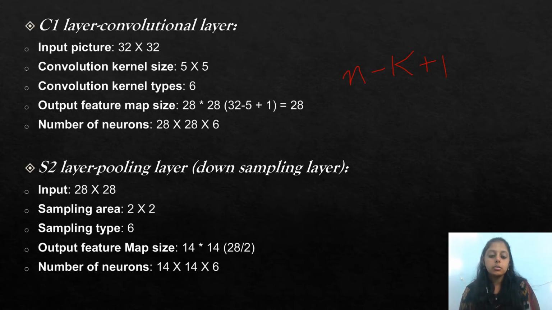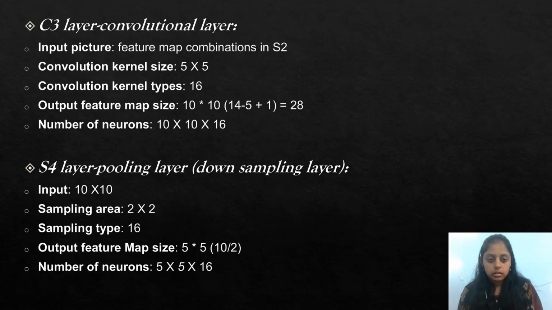Coming to the average pooling layer, the input size is taken from the previous layer, which is 28 by 28. The sampling matrix taken is 2 by 2, and the number of sampling types is 6. Here the output feature map is 14 by 14. 28 is the size of the input, so 28 divided by 2 is 14.